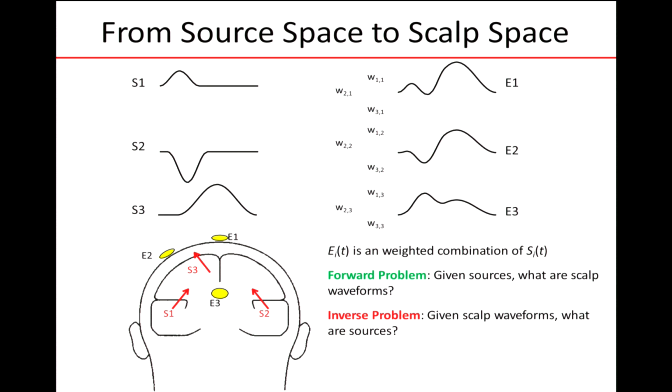So, the forward problem is less problematic. But the inverse problem is what we are usually faced with: we only have activities at the electrode level, so how can we find the activities at the source level? Forward goes from the source space to the electrode space, and inverse goes from the electrode space to the source space. And in order to solve the inverse problem, we actually have to solve the forward problem first.